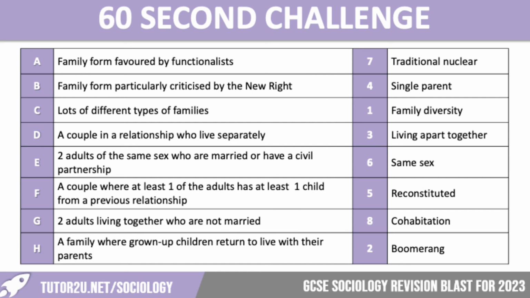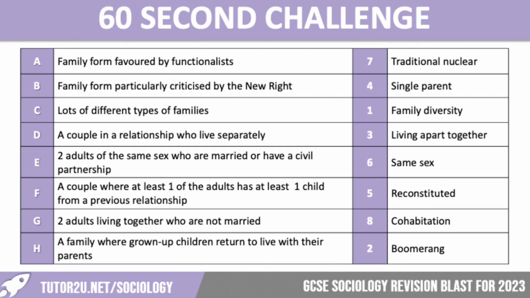So we have A7 matching together. A family form favoured by functionalists is a traditional nuclear family. B4, the family form particularly criticised by the new right is a single parent family. C1, lots of different types of families is family diversity. D, a couple in a relationship who live separately are living apart together.